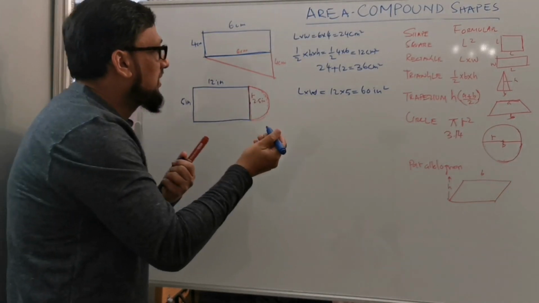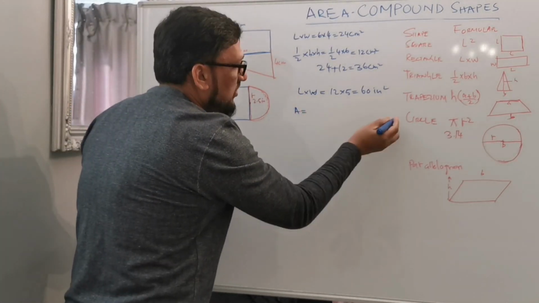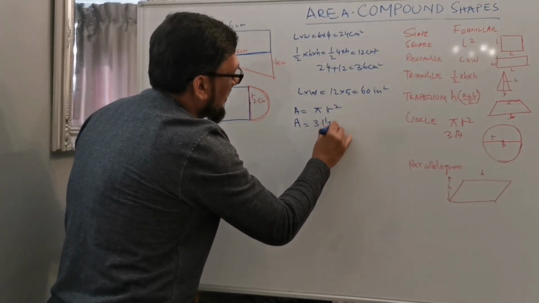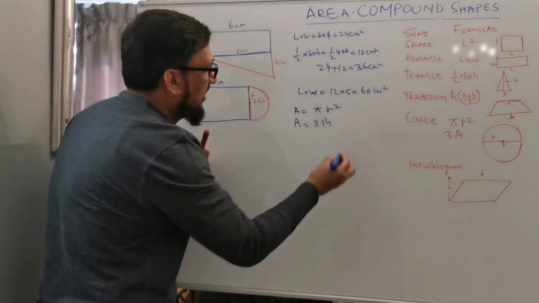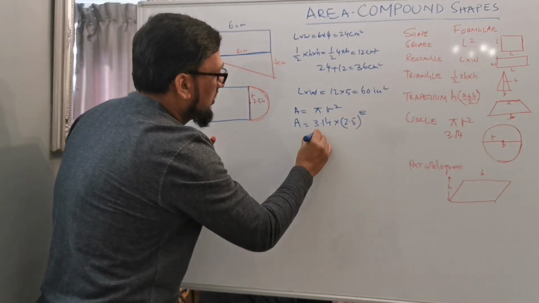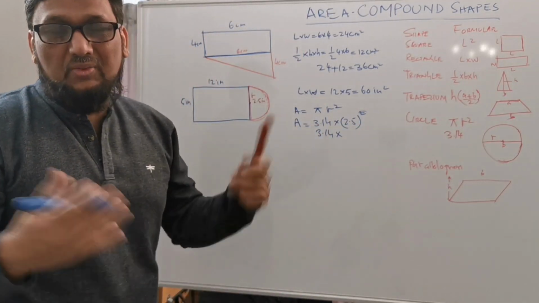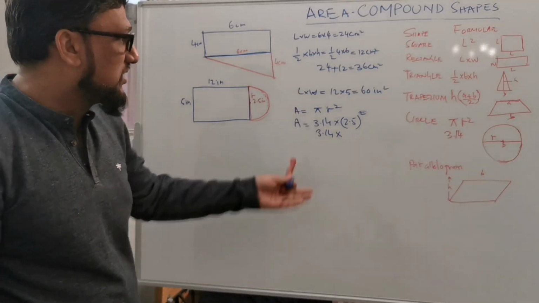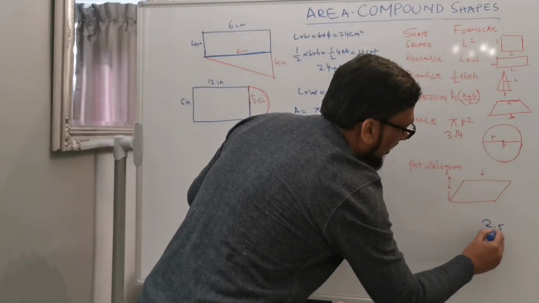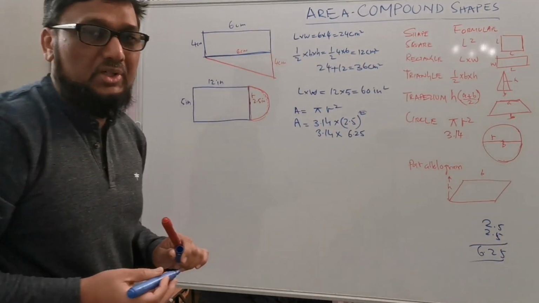So how do we work out the area for the circle? Area equals pi r squared. So 3.14 times the radius, which is 2.5, squared. For 2.5 squared, just ignore the decimal point: 25 times 25 is 625, and with 2 decimal places, that is 6.25.